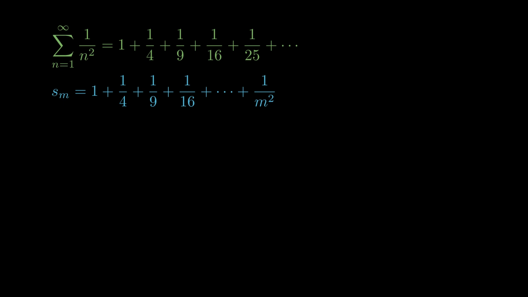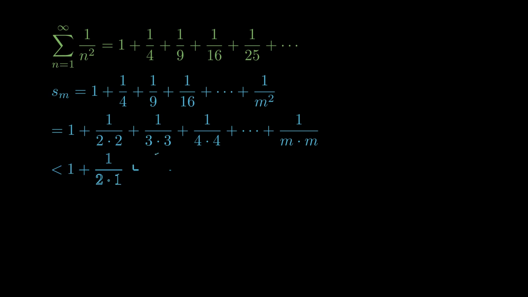So if we can show that it's bounded above, we'll be able to apply the monotone convergence theorem and conclude that it's convergent. Since we're looking for an upper bound, I want to write down something that's greater than this, that's simpler to work with. So in every term after the first, I'm going to replace one of the factors in each denominator with the integer 1 less than it, writing that this whole partial sum is less than 1 plus 1 over 2 times 1 plus 1 over 3 times 2 plus 1 over 4 times 3 plus ... plus 1 over m times m minus 1.